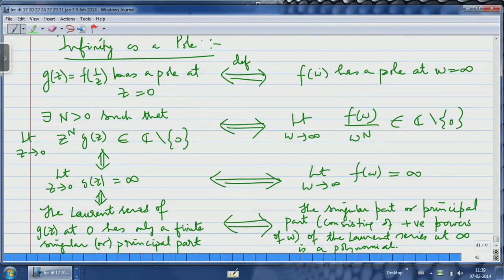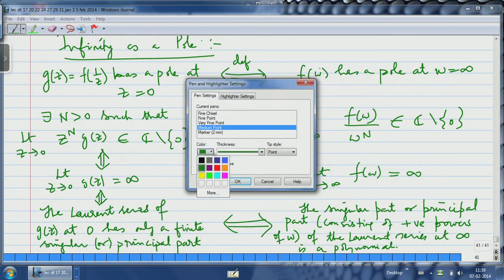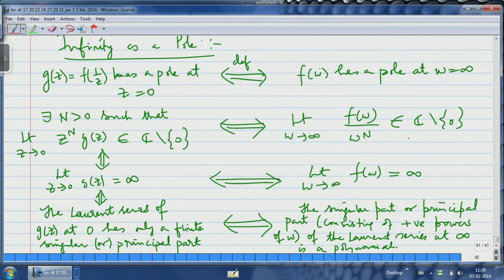Okay, so because of all this, what you can say is that these three are equivalent. So let me put that here. This is equivalent to this, and this is equivalent to this, and I will put therefore.